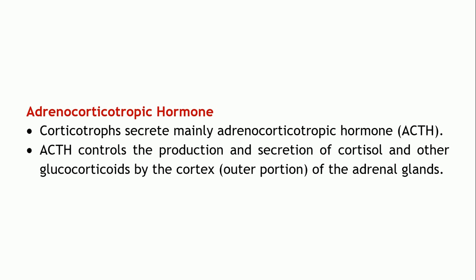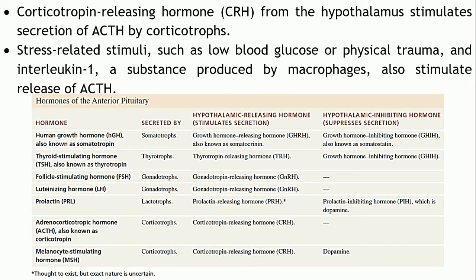And the next hormone is the adrenocorticotropic hormone, or ACTH, which is produced by the corticotropes. This controls the production and secretion of cortisol, which is one of the glucocorticoids produced by the adrenal cortex. Just like the others, there is also a corticotropin releasing hormone, the example which we have seen. This is the hormone released by the hypothalamus, so it will stimulate the secretion of ACTH by the corticotropes. Apart from that, even stress related stimuli such as low blood glucose level, physical trauma and interleukin 1 also stimulate the release of ACTH, and there is no inhibiting hormone over here.